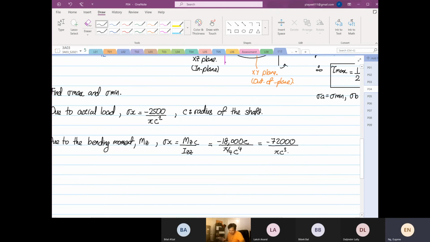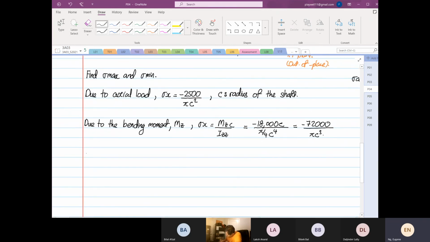So now we know our stress in the x direction. Stress in the x direction is equal to minus 2500 divided by pi C squared, and then minus 72,000 over pi C cubed. Now I'm going to stop over here.